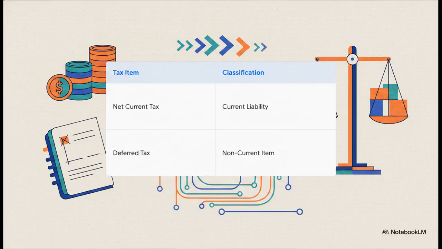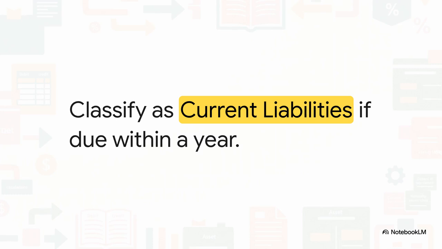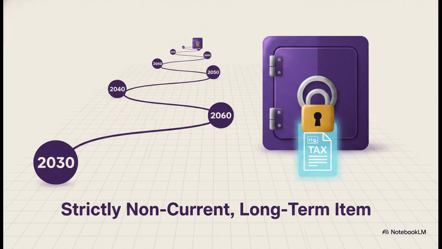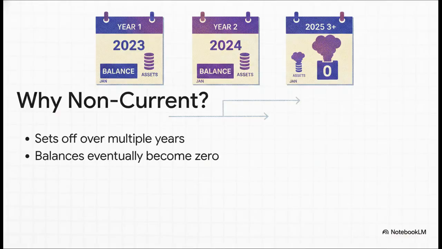Finally, the balance sheet. Getting classification right here is absolutely critical for your year-end financial finalization. Your 40,000 rupee net current tax goes under current liabilities, since it's due within a year. However, your deferred tax liability must always be strictly classified as a non-current item. Why? Well, deferred tax naturally sets off over several years as the underlying asset depreciates to zero.